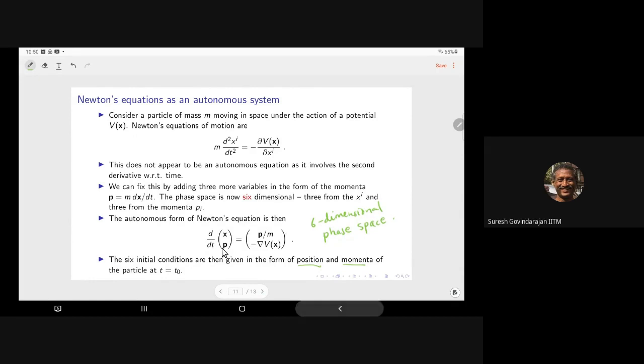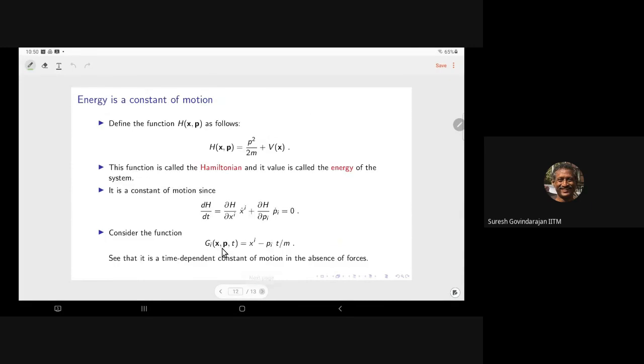So when we talk of constants of motion in this setup, it will be functions of not just x, but functions of p as well, functions of x and p. So here's an example. You define the function H of x and p, which is p squared over 2m plus V of x. This function is called the Hamiltonian, and its value is called the energy of the system. And it's a constant of motion.